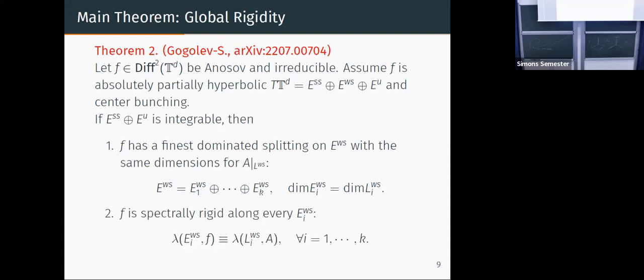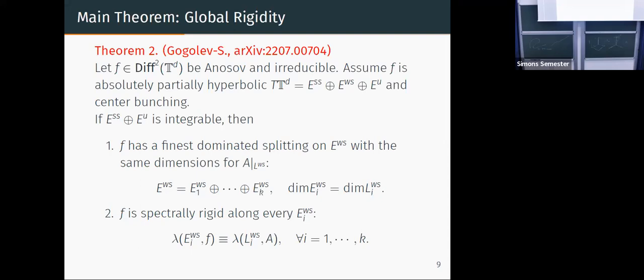And then I will say that my F is spectrally rigid along every one of these small bundles. Notice that in each of these small bundles, for my linear part, all eigenvalues in the same bundle have the same absolute values.